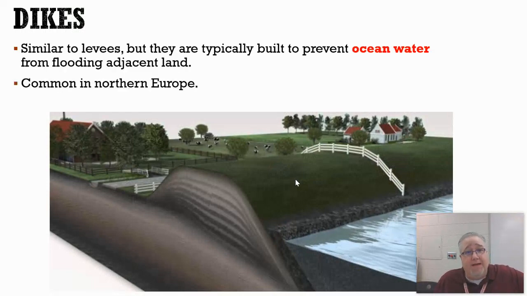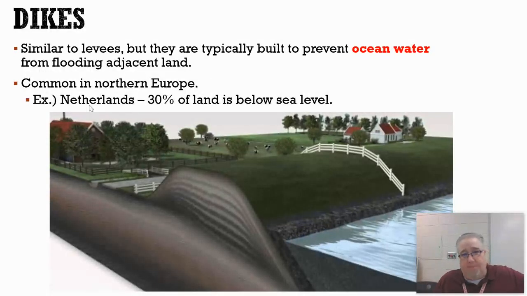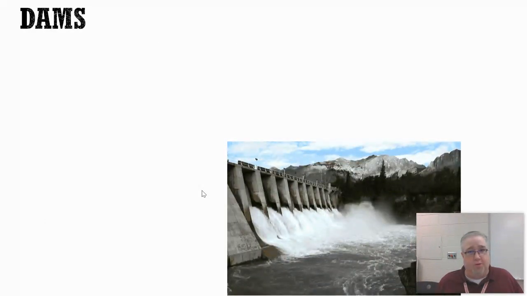Dikes. Dikes are kind of similar to levees, but instead of blocking river water, they block ocean water. And again, a lot of them are man-made, some of them are natural. They're really common in Northern Europe, the Netherlands, for example. 30% of the land in the Netherlands is below sea level, so they have to have these dikes built to kind of block that ocean surge that might eventually get up onto land. So, again, a dike is similar to a levee.